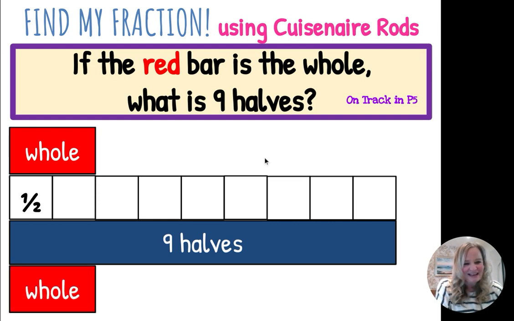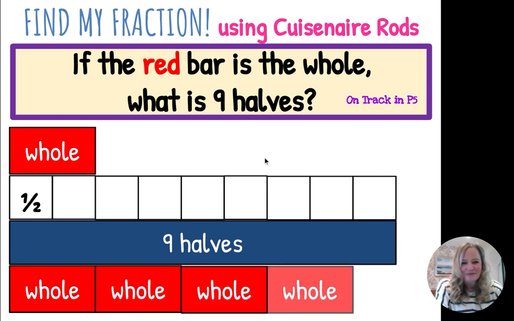There's the whole. So what is that as a mixed number fraction? We can fit 4 wholes into there with 1/2 left over. So as a mixed number fraction, it's 4 and a half. 9 halves is equal to 4 and a half.